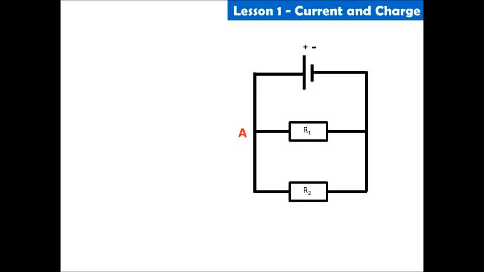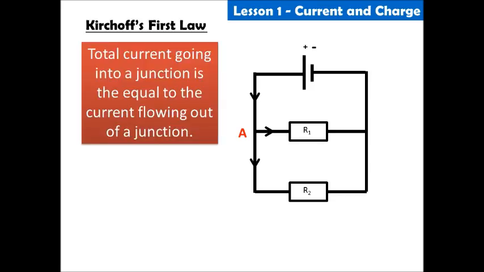Also remember, charge per second is current, which means that the current going into the junction must be equal to the current coming out of the junction, either towards R1 or down towards R2. And this is Kirchhoff's first law. The total current going into a junction must be equal to the total current coming out of the junction. And this follows from the conservation of charge, and is another definition you need to know.